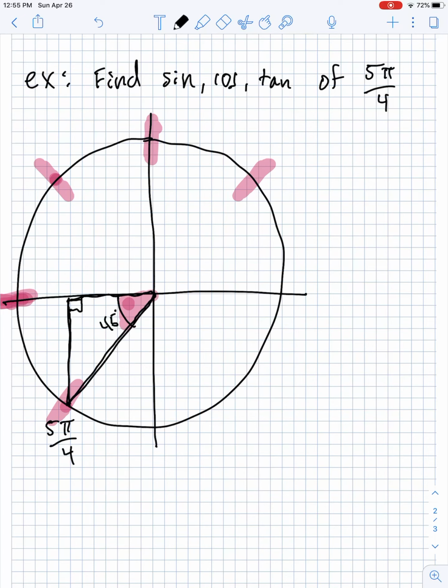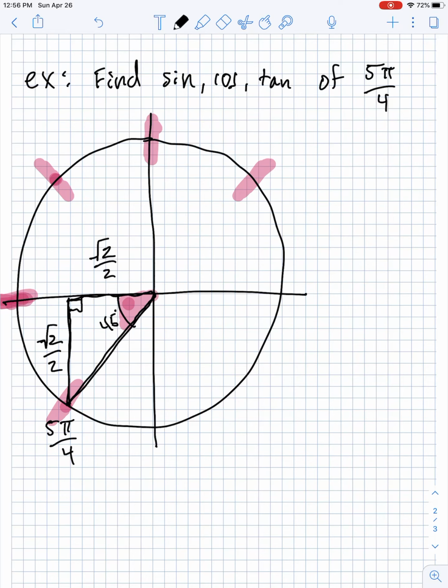Now, in the 45-45 triangle, we got root 2 over 2 for this side and root 2 over 2 for this side. Once again, if you don't have the special triangles completely on lock, pause this video, learn them, then press play again. Now, at this point, if I was teaching, I'd be like, you guys, is there anything wrong with my diagram?